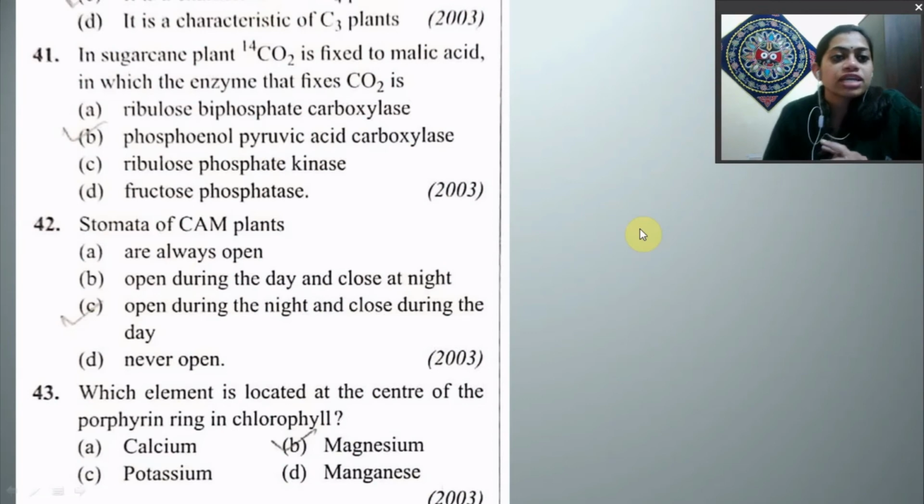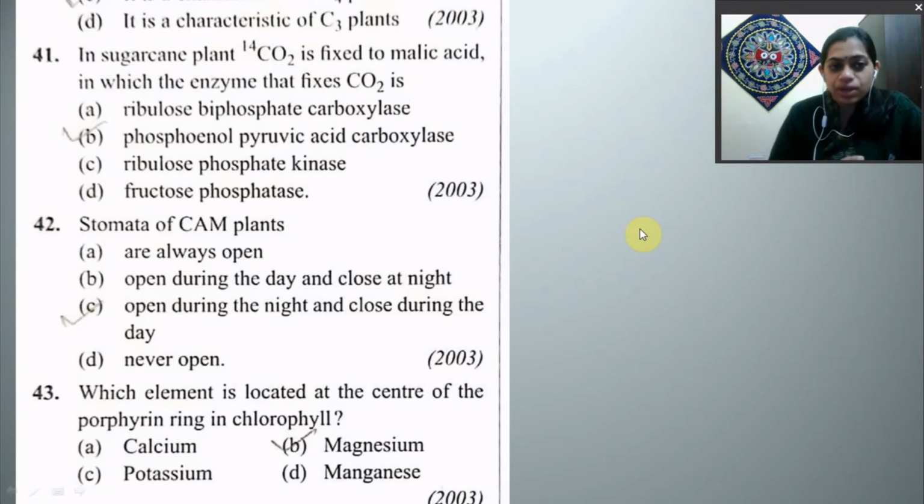Number 41, in sugarcane plants, sugarcane मतलब C4 plants, 14CO2 is fixed to malic acid, in which the enzyme that fixes CO2 is phosphoenol pyruvic acid carboxylase, PEP carboxylase, right? Not rubisco, ribulose bisphosphate carboxylase, ribulose phosphate kinase, or fructose phosphate.